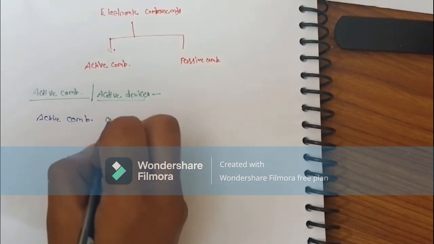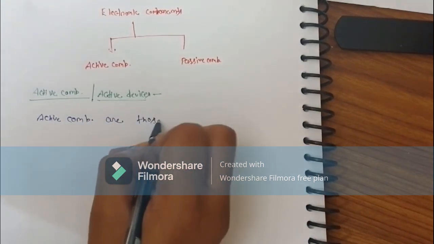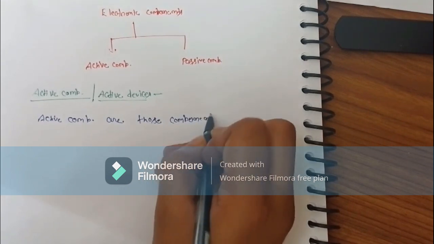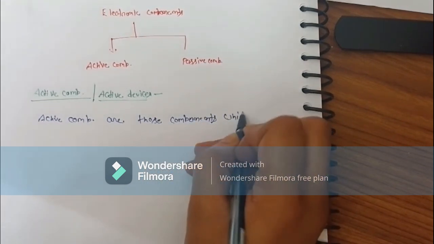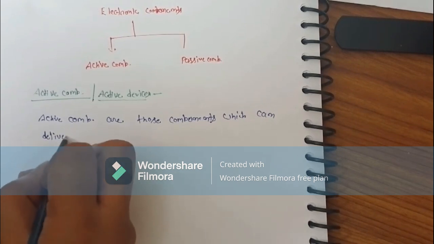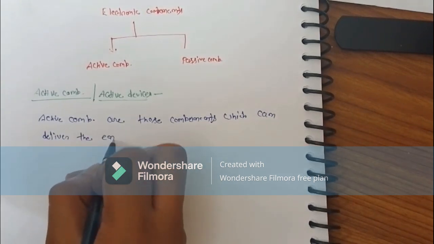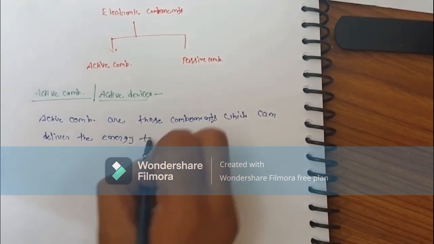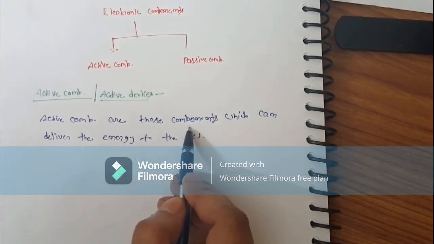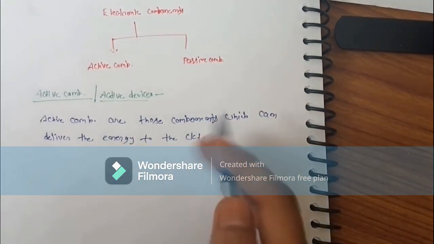Active components are those components which can deliver the energy to the circuit. Active components are those components which can deliver the energy to the circuit.